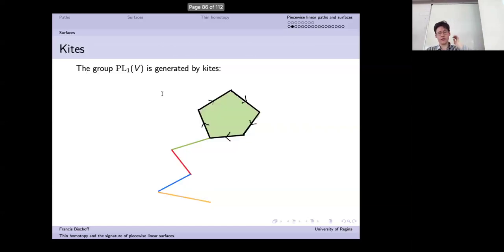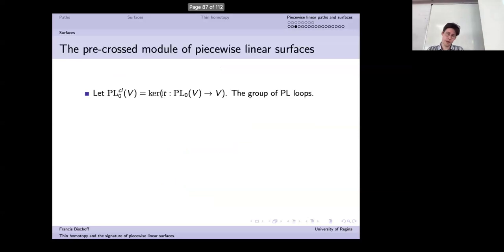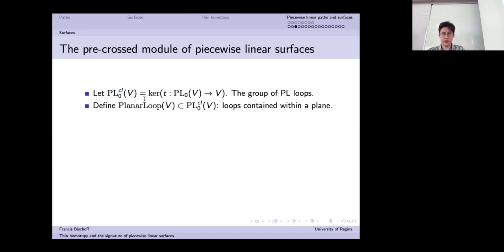Okay, so I'm first going to give the construction, and then I'm going to give a universal property characterizing it. The first step is I'm going to look at the kernel of this displacement map. The kernel is a group of piecewise linear loops, closed paths. So that's a subgroup. Now within this, there's a subset, which I'm calling planar loops. These are loops that are contained within a plane.